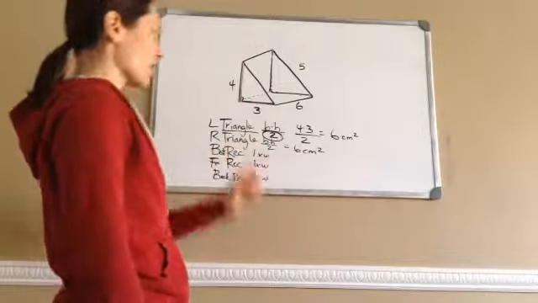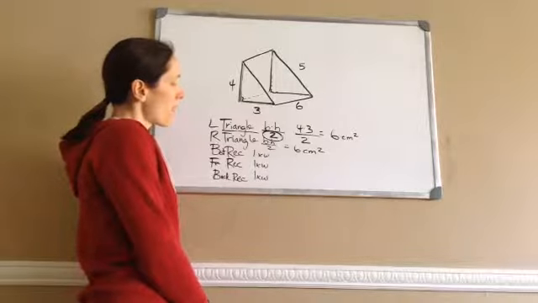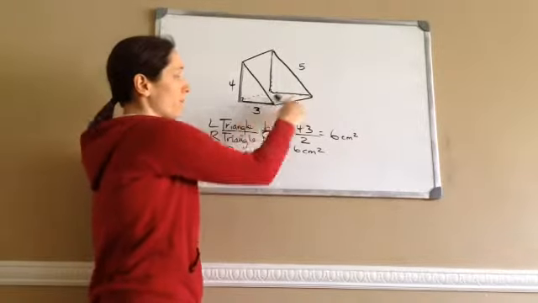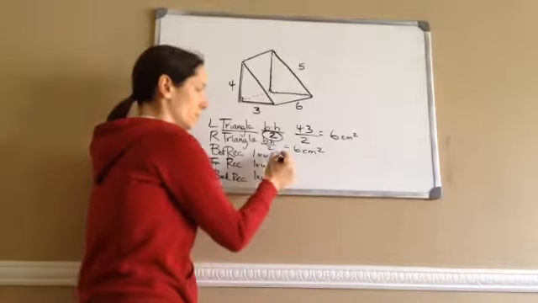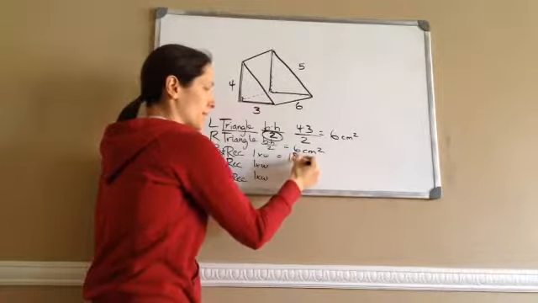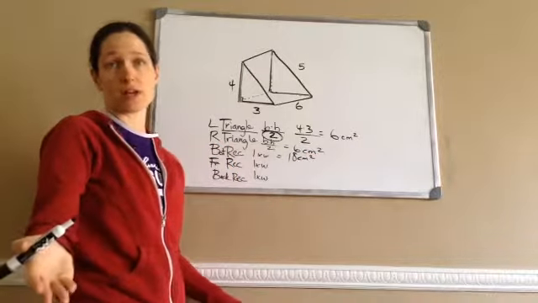Alright, what about this bottom rectangle? What are my numbers going to be? The bottom rectangle. Oh, length times width. So what are my numbers? 3 and 6. 3 times 6. 18 centimeters squared. I did not have to divide it by 2 because it's not a triangle.